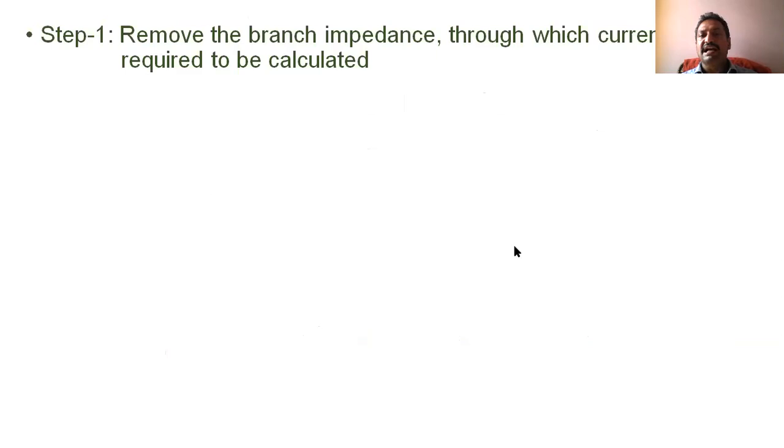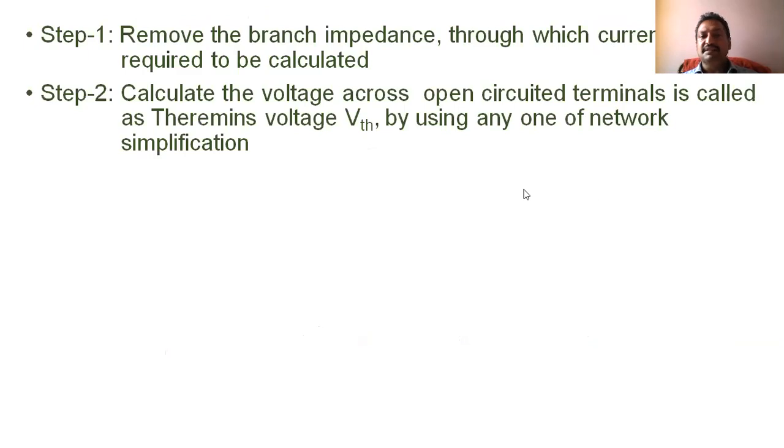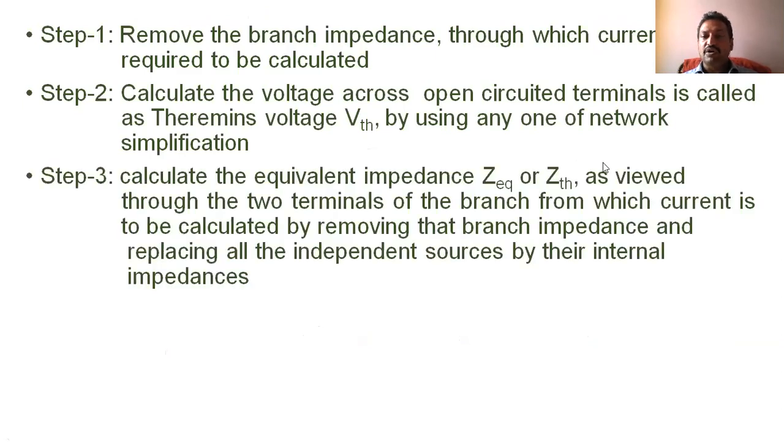Step 1, remove the branch impedance through which current is to be calculated. The second step, calculate the voltage drop across the open circuit terminals, called Thevenin's voltage, by using any network simplification. Third, determine the equivalent impedance. Whereas in DC, the equivalent resistance is Thevenin's resistance, here the equivalent impedance is Thevenin's impedance, evaluated as viewed through the 2 terminals of the branch. So we can calculate this total impedance by following the same earlier method.